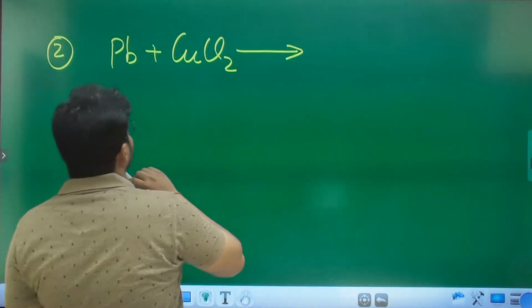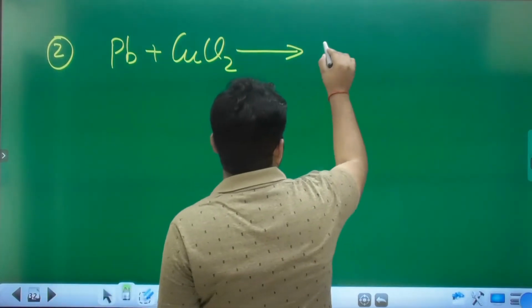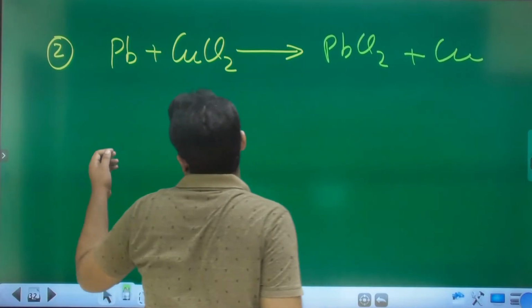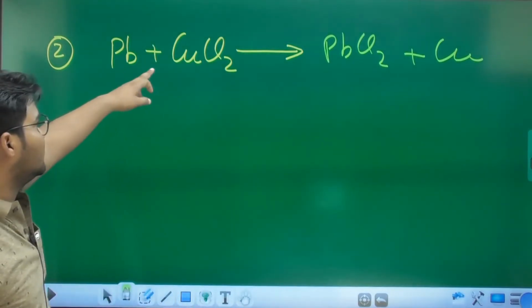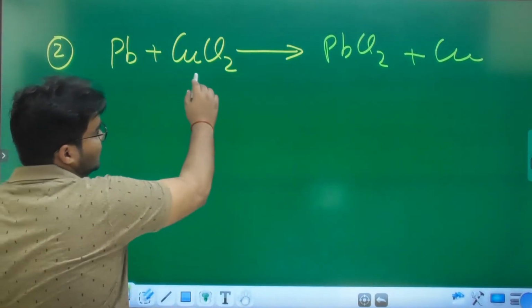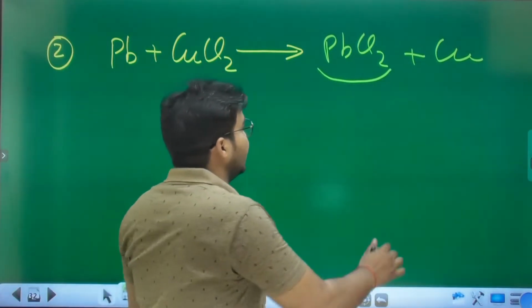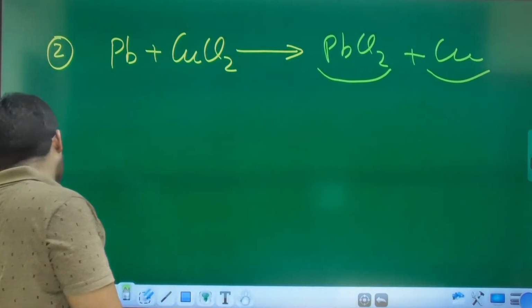Similarly, Pb plus CuCl2, copper chloride, becomes PbCl2 plus copper. In the reactivity series, lead is more reactive than copper, therefore it combines with Cl2 and forms lead chloride, and copper is displaced. So these are the examples.